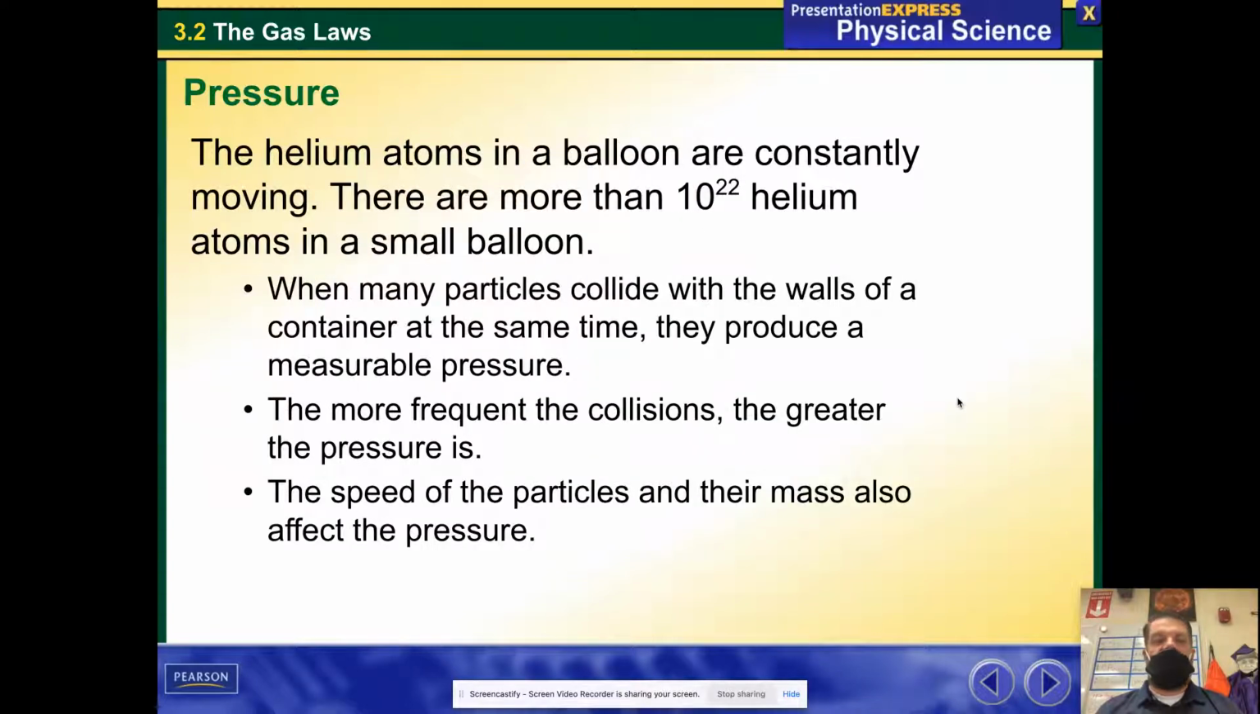Okay? So helium atoms in a balloon are constantly moving. There are more than 10 to the positive 22 helium atoms in a balloon. So that's a 1 with 22 zeros after it. That's a lot of zeros.